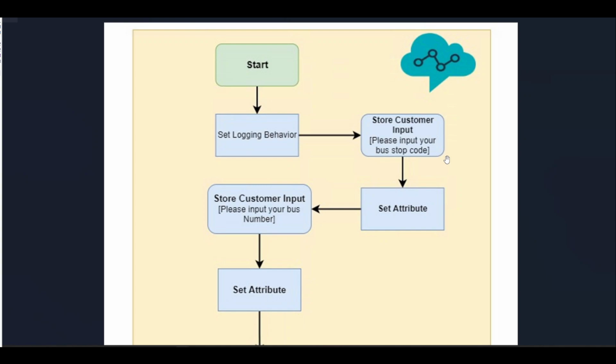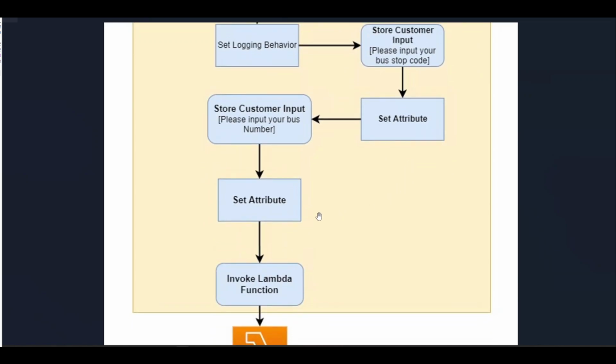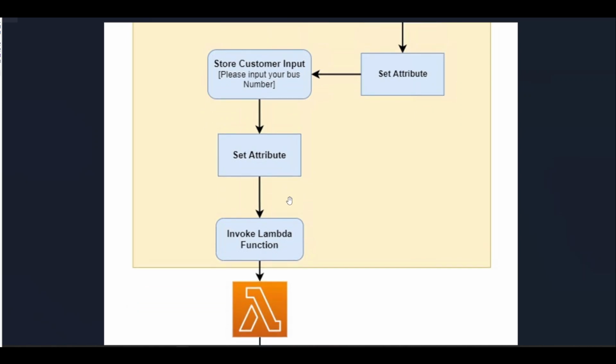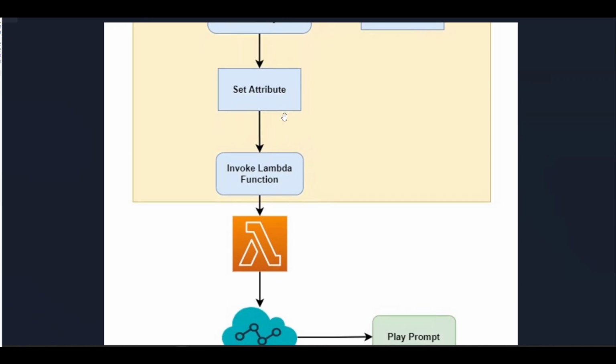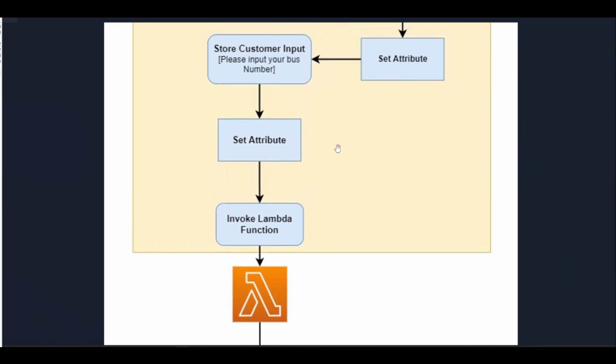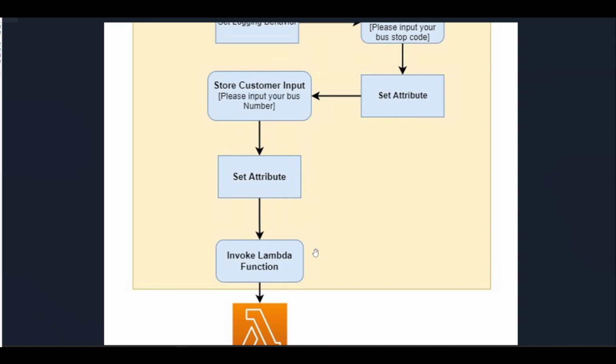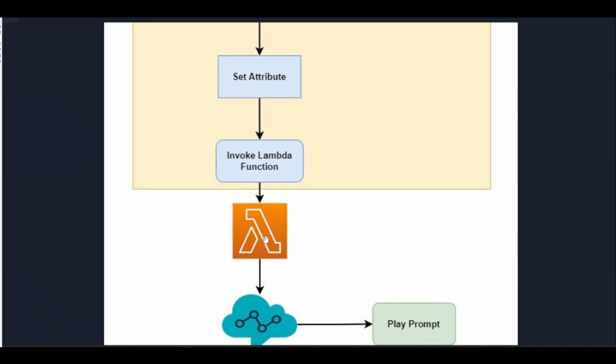Then again I'm going to ask, please input your bus number. Here I'm again using a store customer input block and saving that to an attribute called bus number. Then I'm invoking Lambda from Amazon Connect. With these two attributes, bus stop code and bus number, I'm passing those parameters to Lambda.